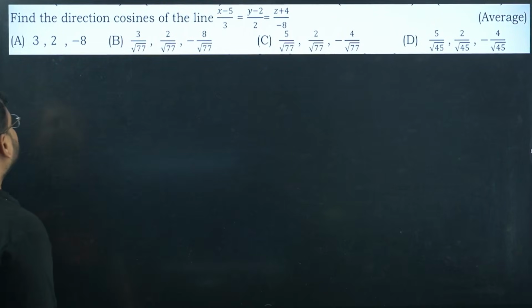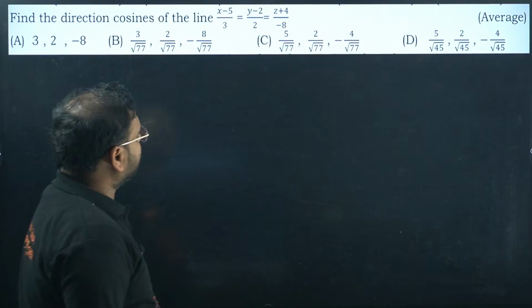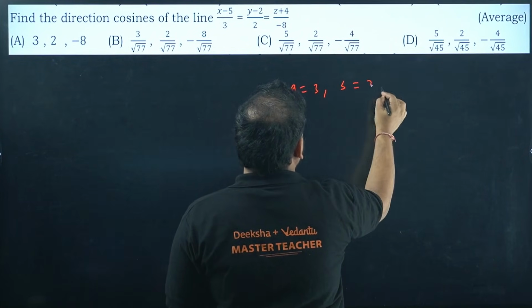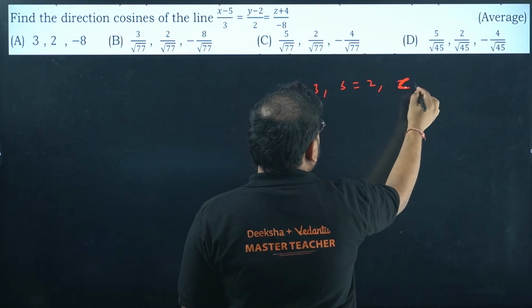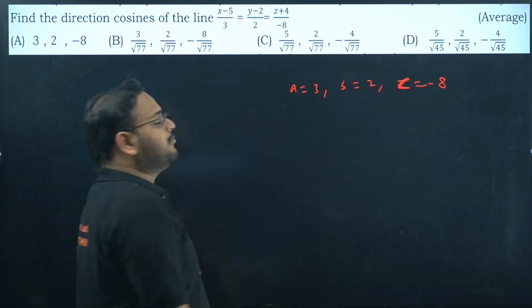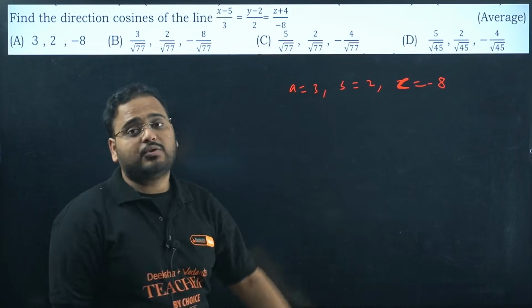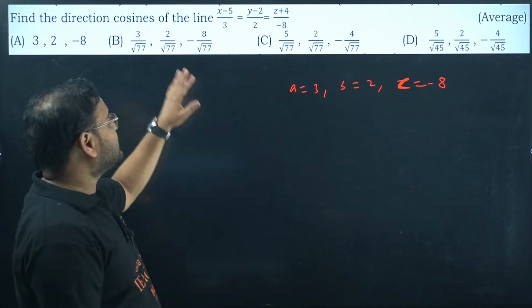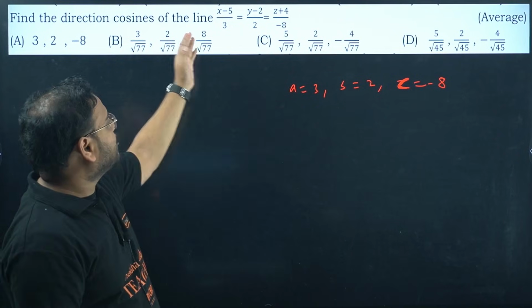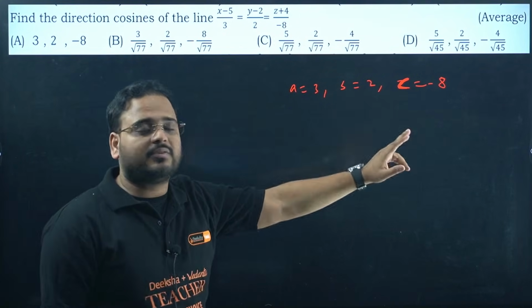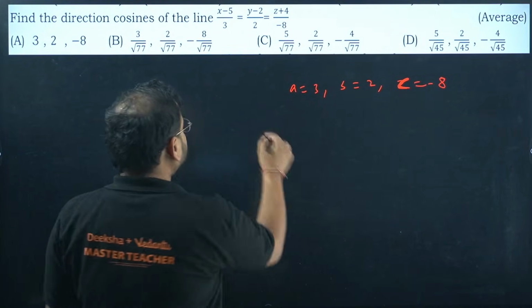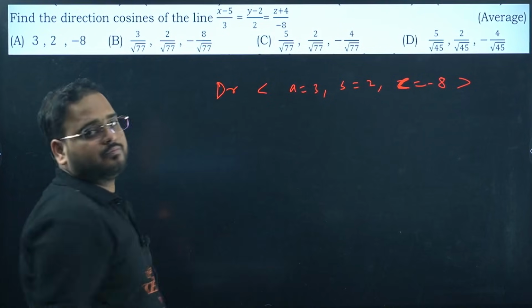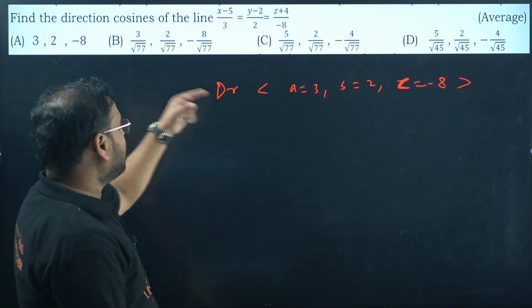Next, find the direction cosines of the given line. DCs they're asking. So we have the values of A as 3, B as 2, and C as minus 8. If you check the denominators over here, 3, 2 and minus 8, what does this represent? This represents the vector to which this given line is parallel. This is nothing but your DRs, the DRs of that vector to which this line is parallel. The given line is in Cartesian form.